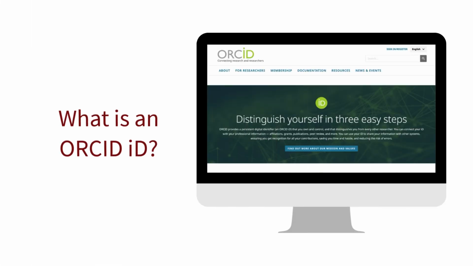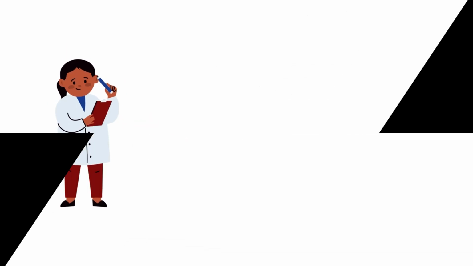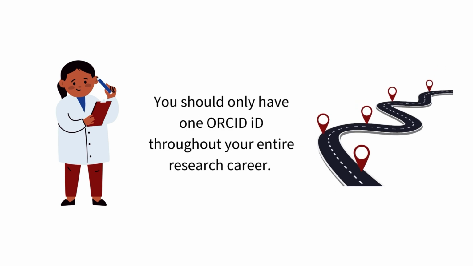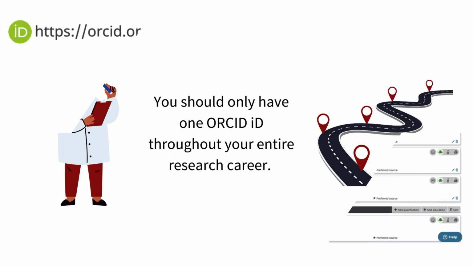An ORCID ID is a unique 16-digit identifier that is used to distinguish you and track your scholarly work. It is an important tool for name disambiguation too. It works just like a social security number, only non-confidential. You should only have one ORCID ID throughout your entire research career. This means that even if you changed institutions or fields, your ORCID ID remained under your control.